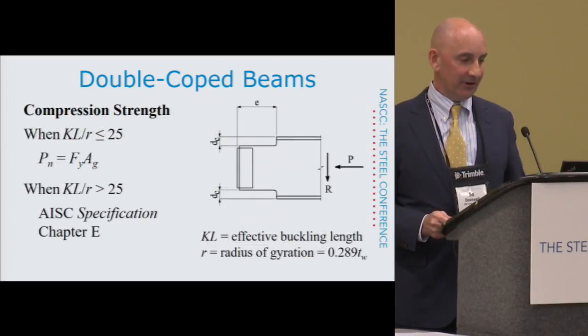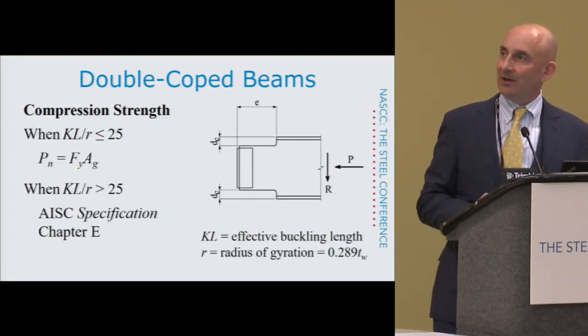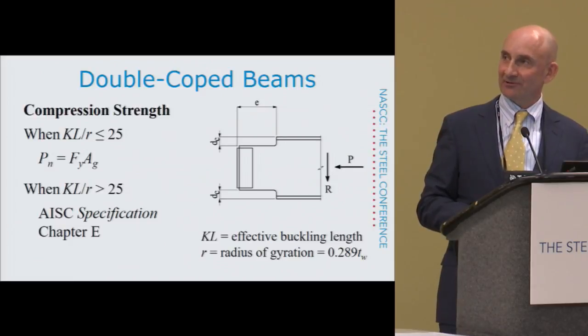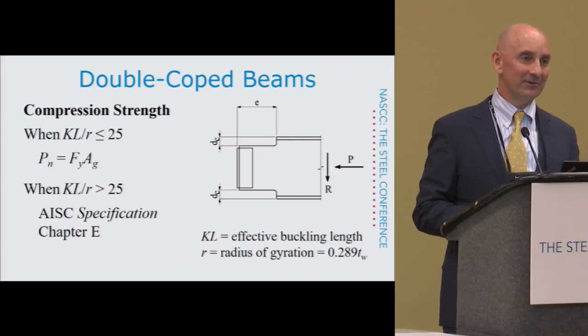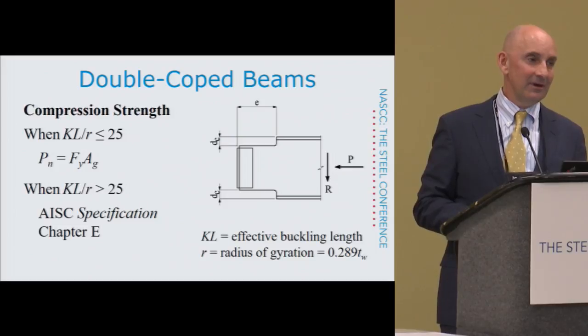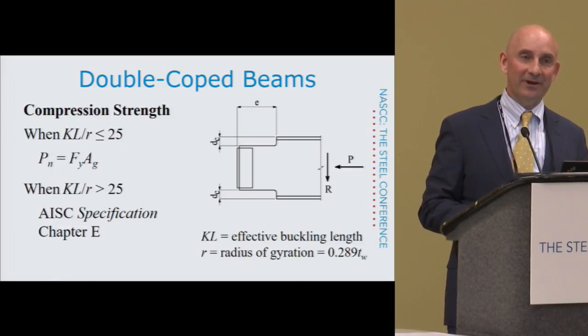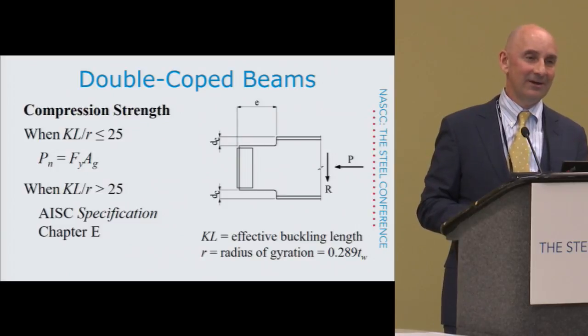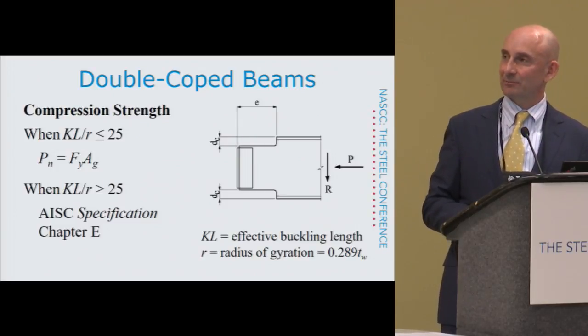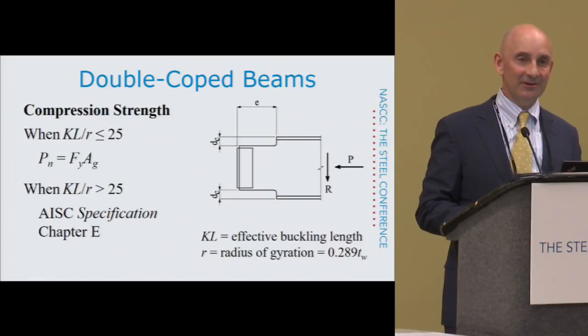And we're not going to go through all the equations, but I will just tell you that if your slenderness ratio KL over R is less than or equal to 25, it allows you to use the tension yield strength with no reduction for compression. And if the slenderness ratio KL over R is greater than 25, it sends you to chapter E of the specification and tells you to design as a column.